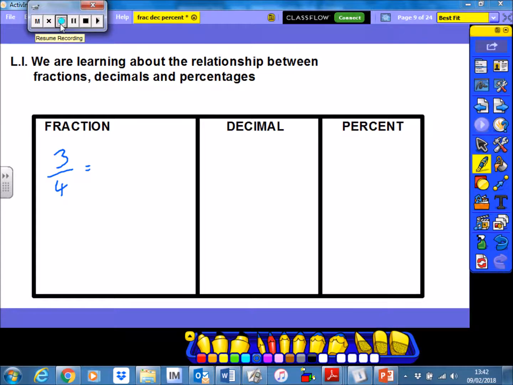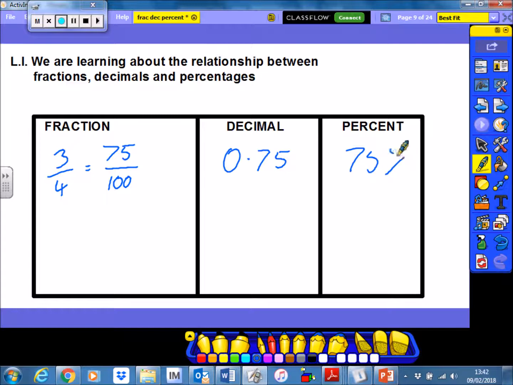If I have 3/4, I could do exactly the same thing. I times them both by 25, and I get 75 over 100. So 75 hundredths, 0.75, or 75%.